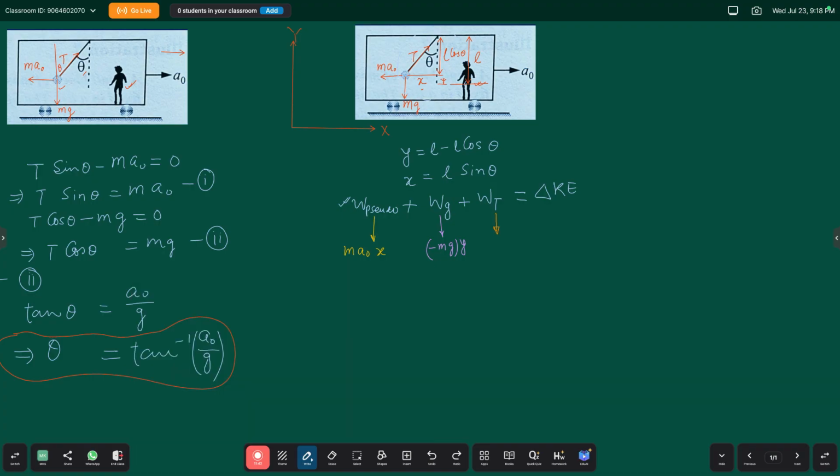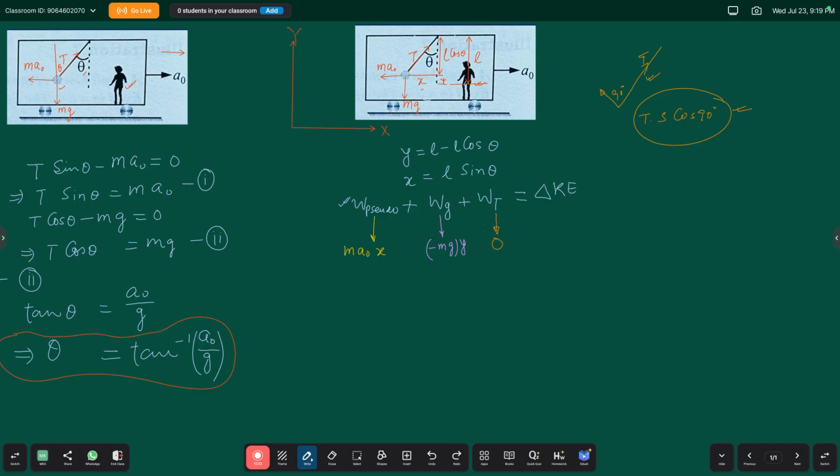And what about the tension force? You can notice the tension force is acting in this direction, where the displacement is happening perpendicular to it. So tension force will not do any work, because you know that T dot displacement involves the angle between them. So cos 90 will be 0. So the work done by the tension force will be 0.